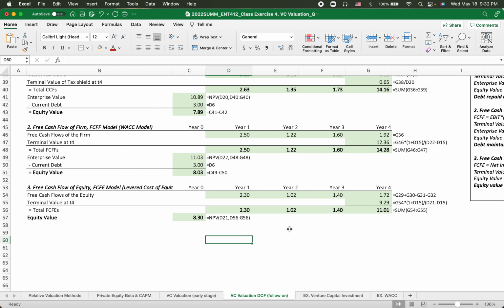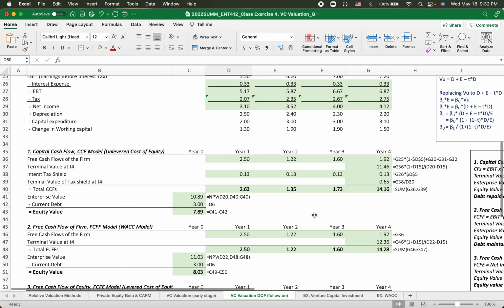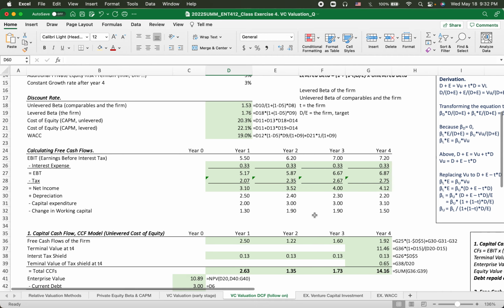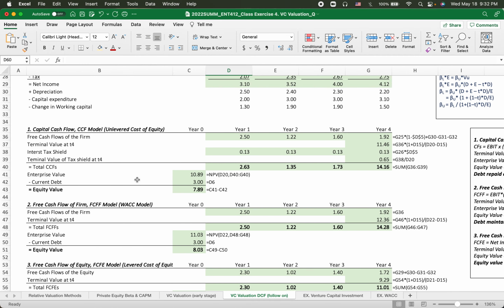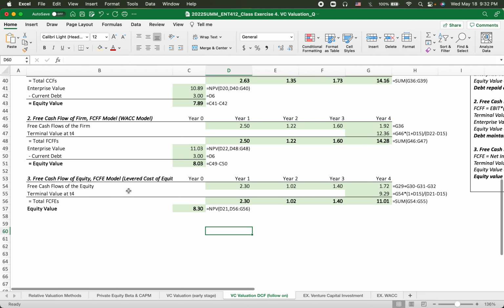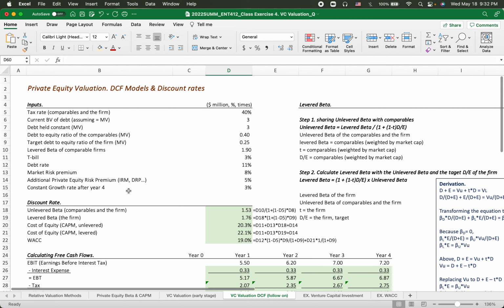So it's a very simple exercise, but it's very powerful and understandable for students to get insight into different types of cash flow models under DCF, the private equity valuation.